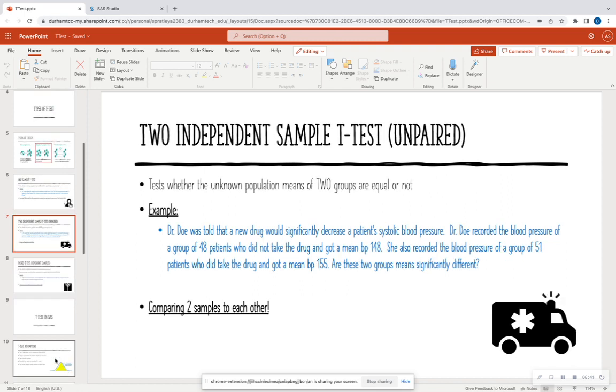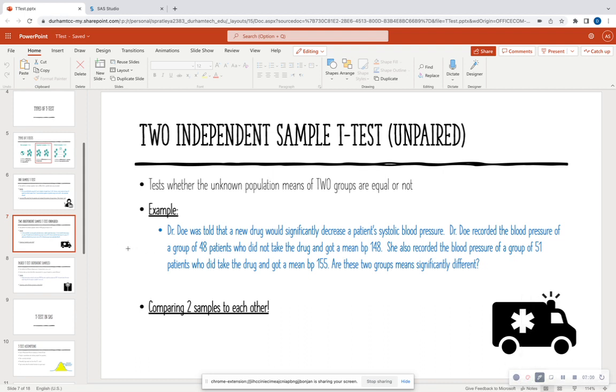The next type is the two independent sample t-test, or unpaired t-test, and it's to test whether the unknown population means of two groups are equal or not. So basically, you're comparing two groups together. And so we have an example here that we can walk through.